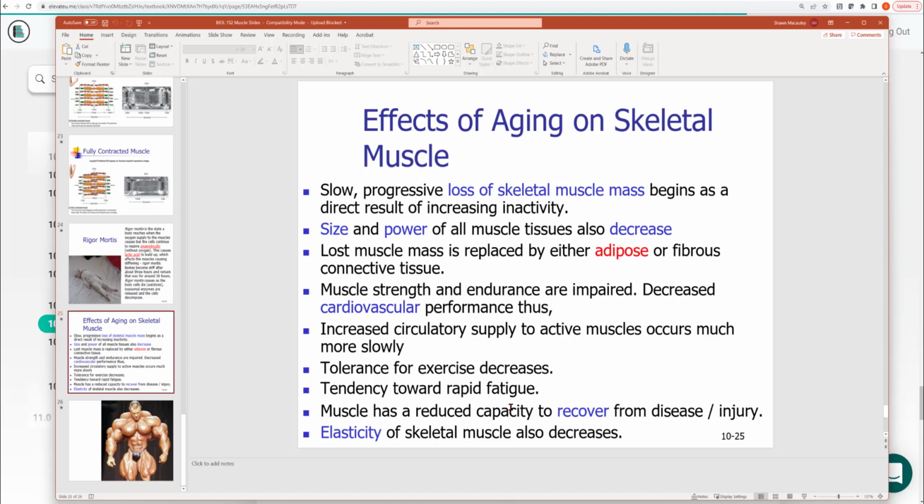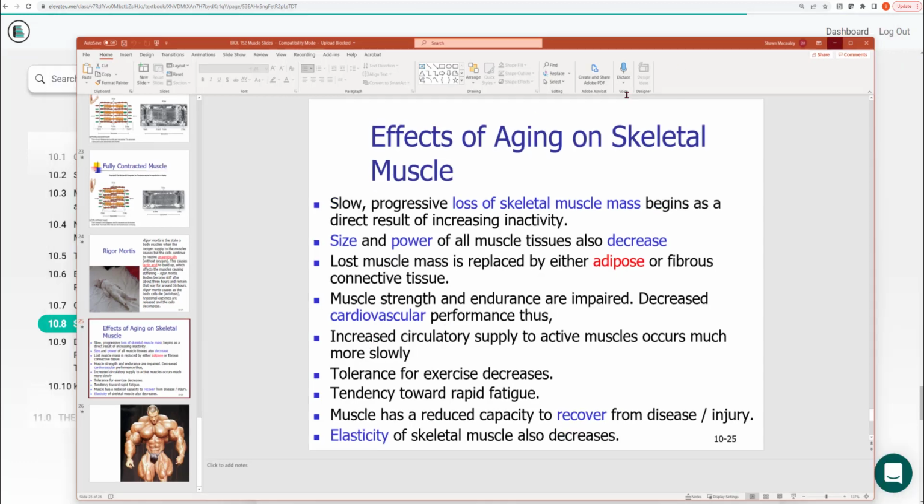You also are more prone to injury, and the muscle elasticity decreases. So with age, we see a lack of stretchability, right? That extensibility and elasticity of the muscles decreases, making it just a little bit more stiff as we get older.